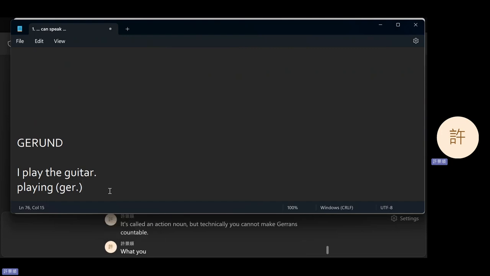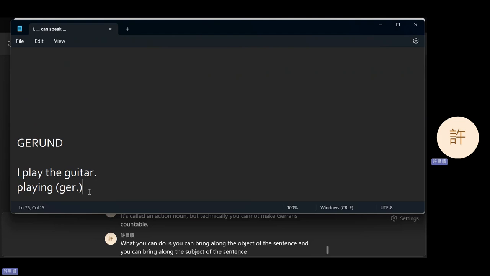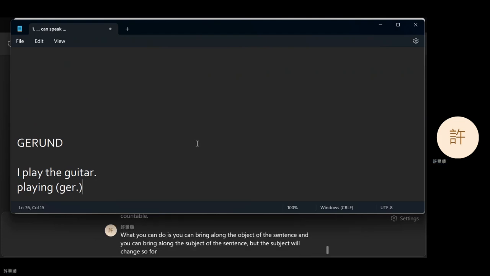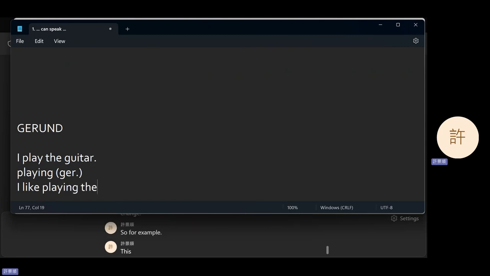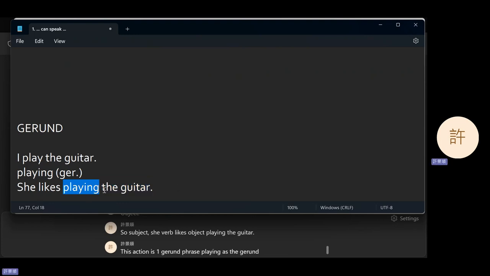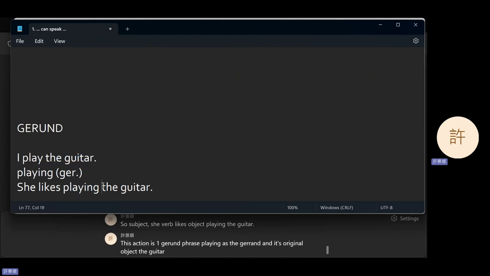What you can do is bring along the object of the sentence and bring along the subject of the sentence, but the subject will change. So, for example, this is bringing along the object. Subject: she, verb: likes, object: playing the guitar. This action is one gerund phrase. Playing is the gerund, and its original object, the guitar, comes along for the ride.